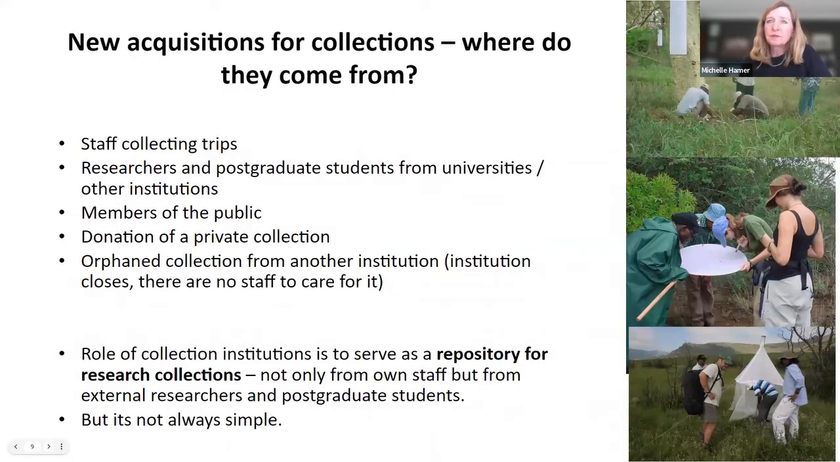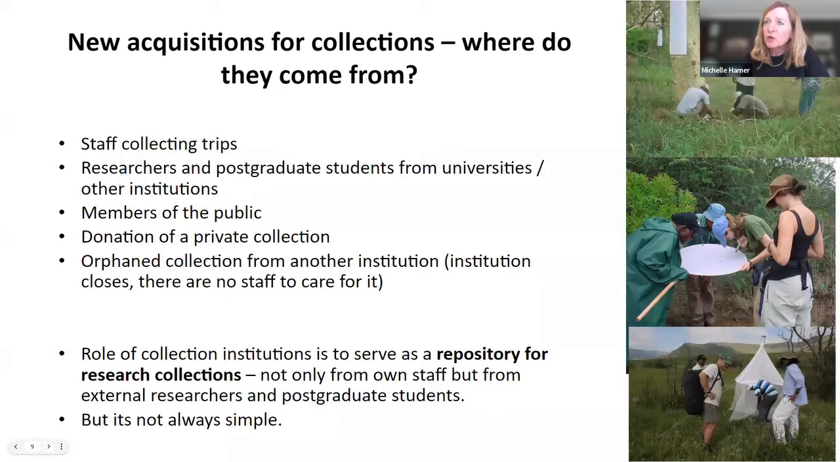So where do specimens come from? New acquisitions. Where do you get them from for your collection? So your staff go on collecting trips, scientists, the technicians, whoever goes off into the field, does a whole lot of collecting and brings back a whole lot of material. Researchers and postgraduate students from universities or from other institutions, they finish a project or they want a whole lot of specimens identified by your institution and they bring that in. They might leave it there permanently.